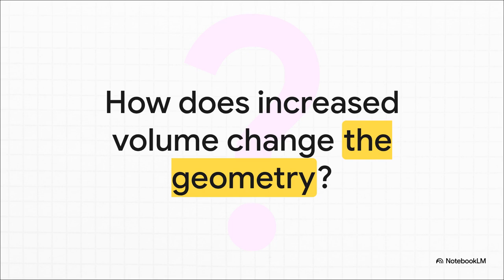Now, to wrap things up, I want to leave you with a provocative thought experiment to test your new knowledge. Imagine this. What if the process team suddenly demands a massive increase in internal volume? How does that single change ripple through the ID, the OD, and the TL? Do we need to increase the ID?